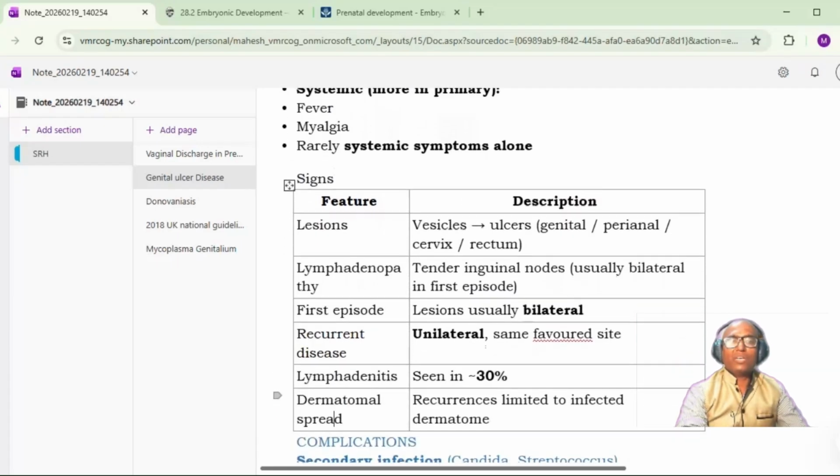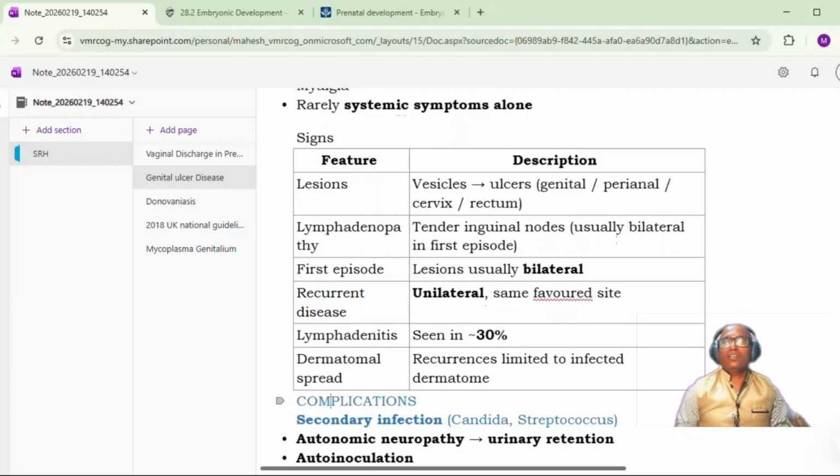Now what are the signs? There will be vesicles that will form ulcer. It may be genital, perianal, cervix, or rectum. Then lymphadenopathy will be there. It is in the form of tender inguinal lymph nodes, usually bilateral in the first episode.